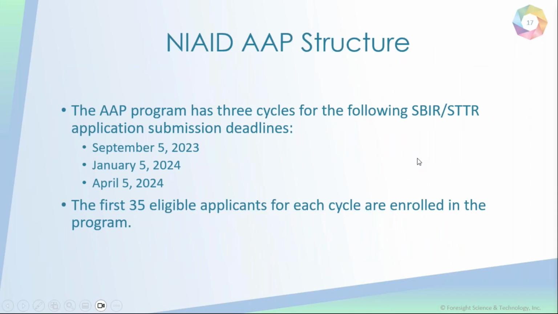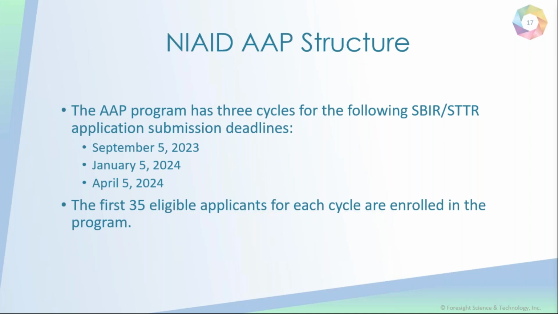So now let's talk a little bit about the Applicant Assistance Program structure. Yeah, so the Applicant Assistance Program has 3 cycles, and each of the cycles follows a specific application submission deadline. The first cycle ended on September 5th of this year, and right now we are starting cycle 2 with the expected deadline for application submissions on January 5th, 2024. Cycle 3 will start after that and will end by April 5th, 2024.